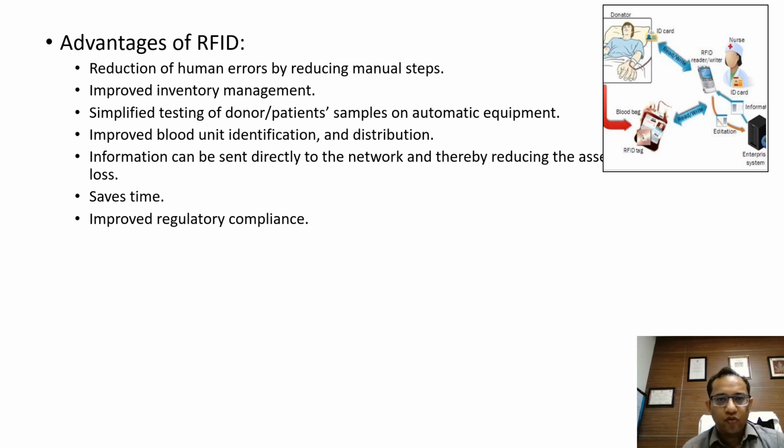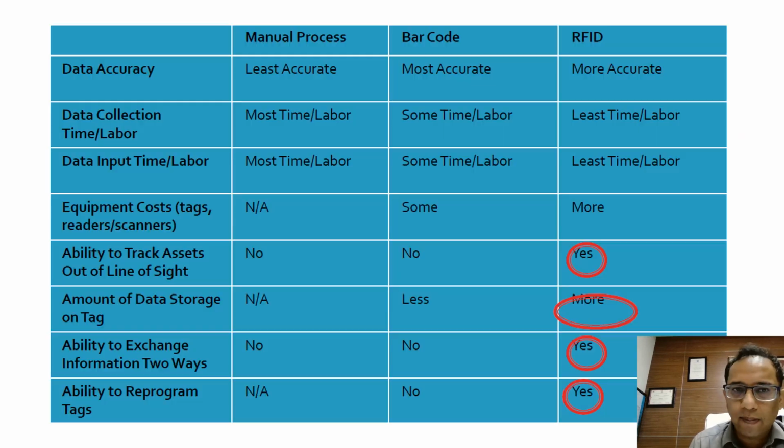So the advantages of RFID mean reduction in human error by reducing manual steps, improved inventory management, simplified testing of donors, and improved blood unit identification. Information can be sent directly to the network, thereby reducing loss, saving time, and improving regulatory compliance.